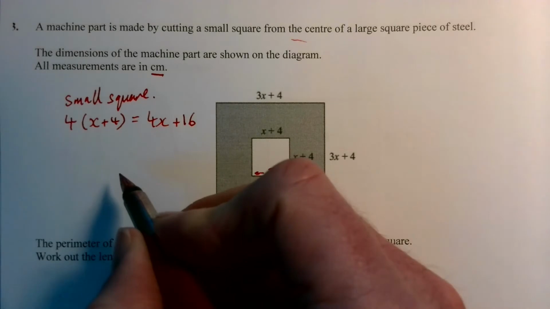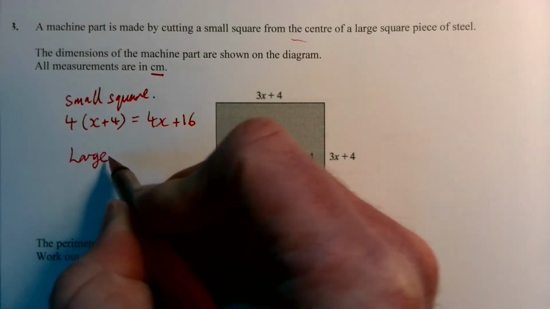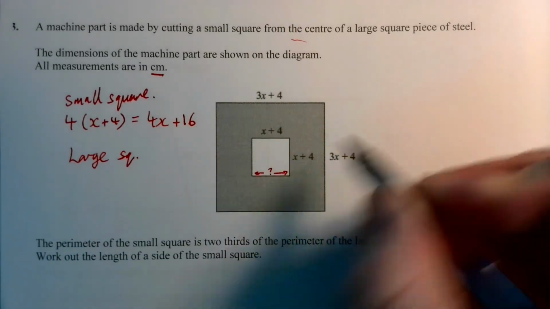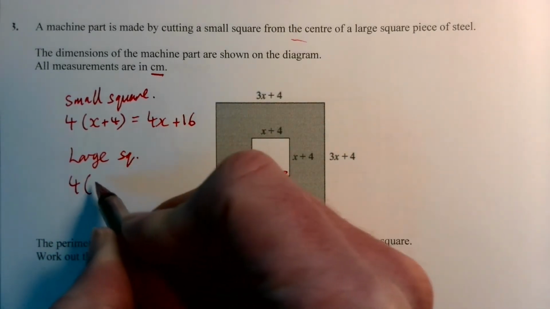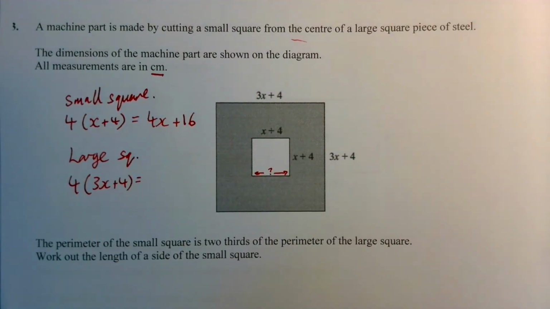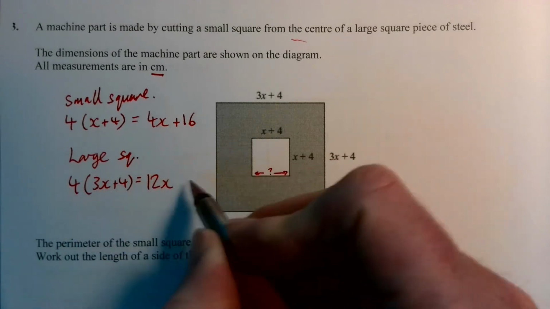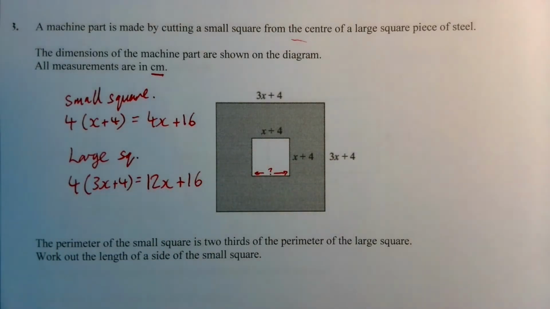Then we've also got the large square, and that is 4 lots of 3x plus 4. Well, if I expand that, 4 3s are 12x, 4 4s are 16 again. Now what they're saying is the perimeter of the small square is 2/3 of the perimeter of the large square. So what does that mean?